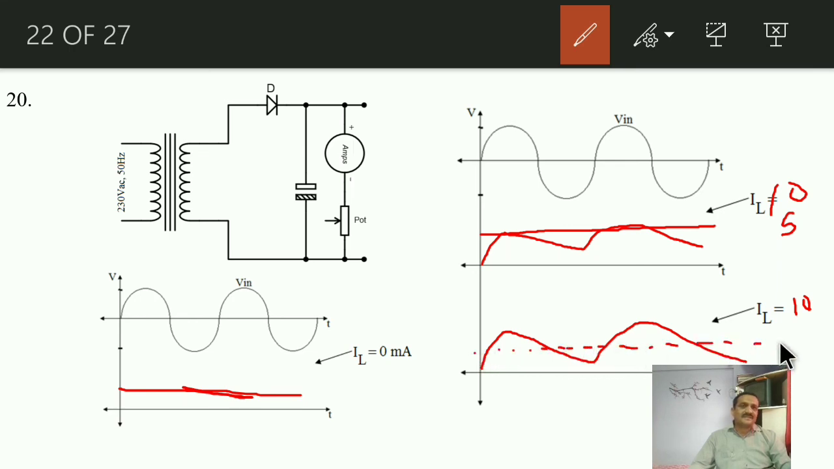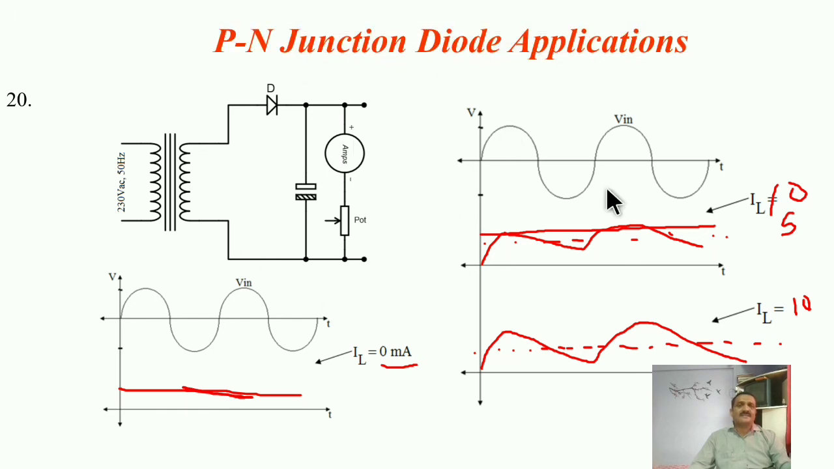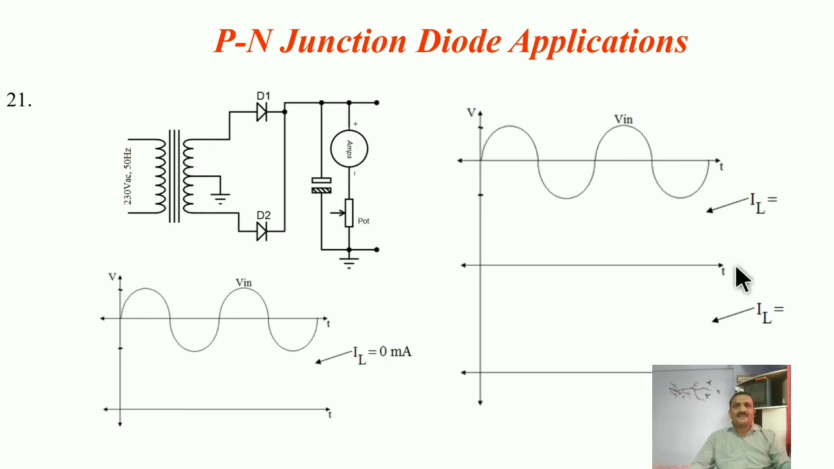see here, if we measure the average value of this pulsating DC, the average value of this one, and the average value of this one, you will observe the maximum average value when IL equals 0. Whenever you increase the value of load current, the average value also gets decreased, and that's why we are calling such DC power supplies unregulated power supplies.